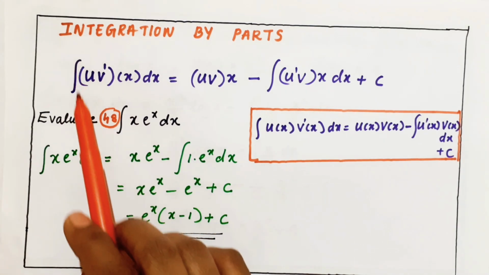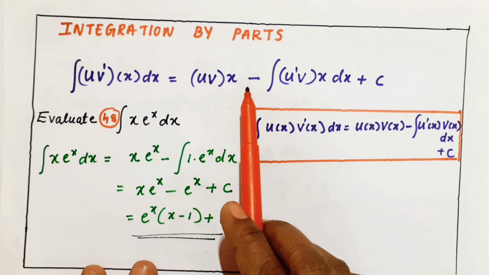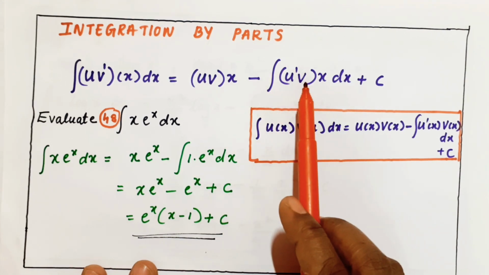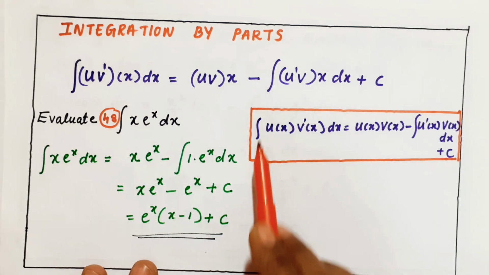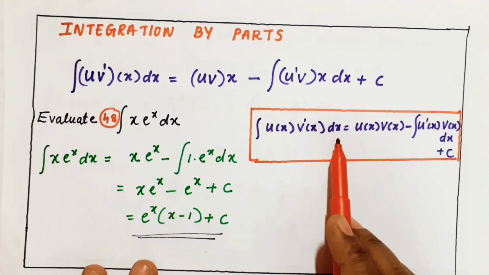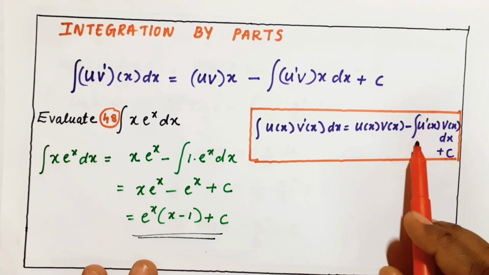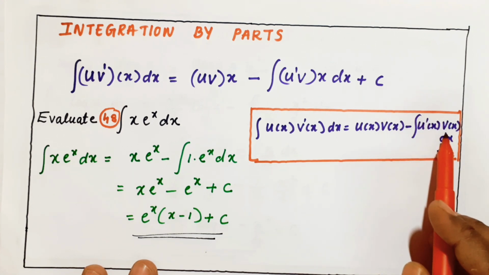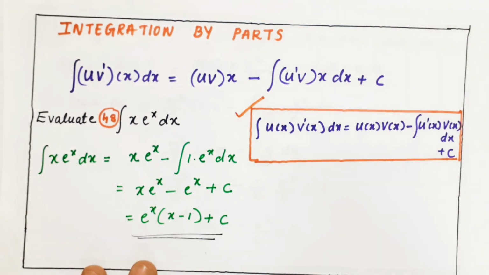I repeat, integral of u v dash x dx equals u v of x minus integral of u dash v x dx plus c. Or you can tell in another form, this form. Integral of u of x v dash x dx is u of x v of x minus integral of u dash x v x dx plus c. So this is the form you have to remember.